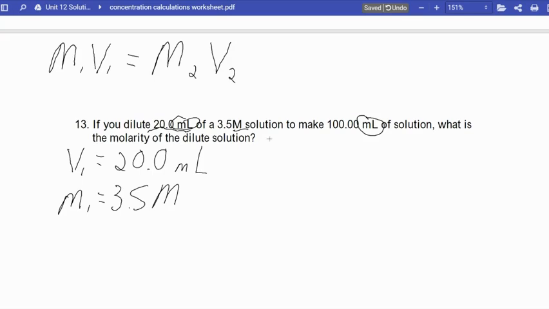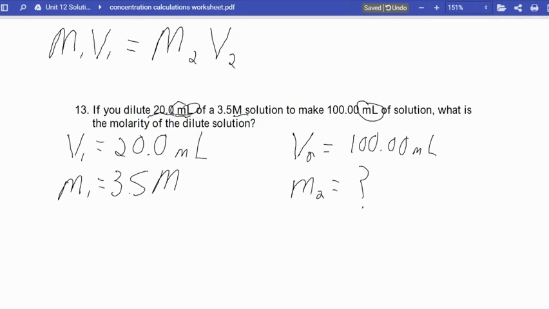So the solution that we are making after we dilute has a volume of 100 milliliters. So that's going to be V2. All right, and that's all the information we have. So what that means is M2 is unknown. So we are solving for M2.